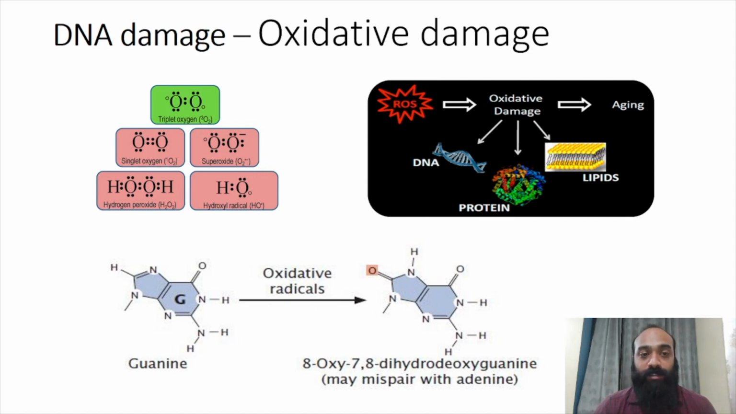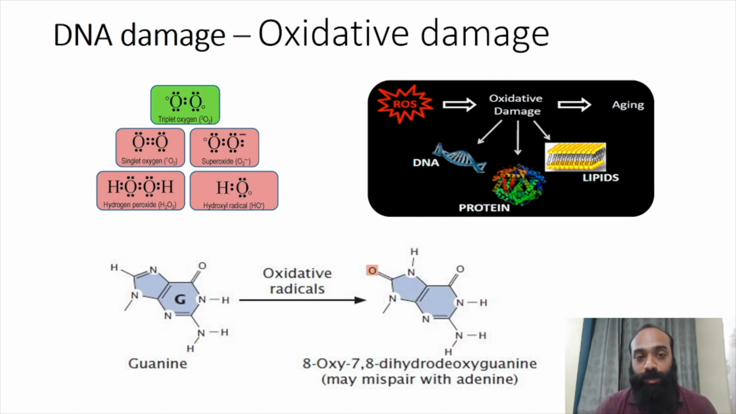The problem arises when these free radicals increase to such an extent, or to such a concentration, that they overwhelm our antioxidant systems. Such conditions can often occur, where the levels of reactive oxygen species in our body far exceed the concentrations of the antioxidants that are there in our body.